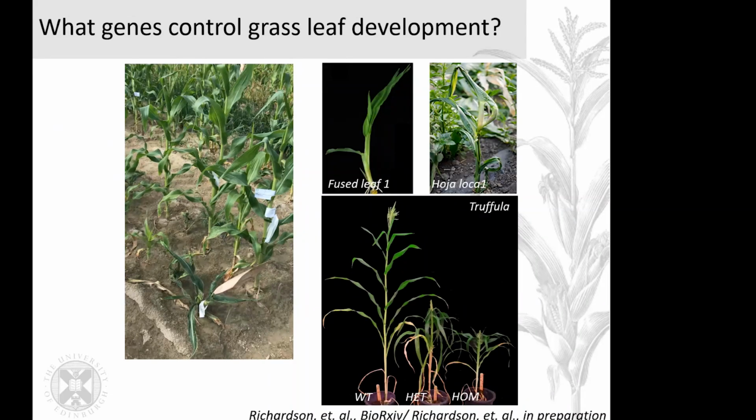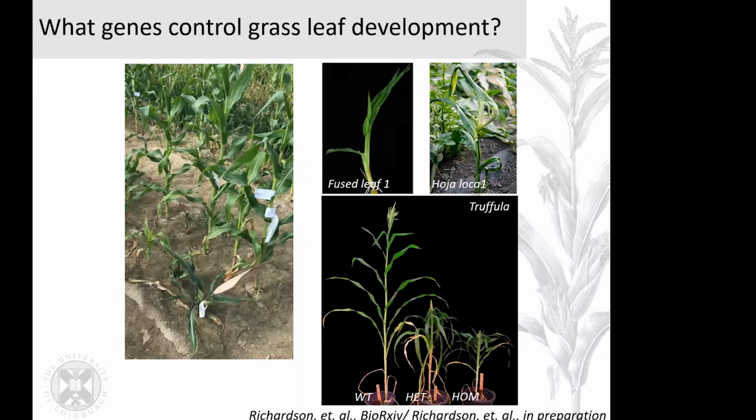And by looking for these mutants, we can find various defects, and then we try and characterize what the defect is, what stage is it affected at, and what's the gene that's controlling that process. So here are some examples that we're working on at the moment. So fuse leaf 1 is a mutant that fails to separate the leaves. So instead of having nice wrapping leaves, they all end up growing together and you cannot unwrap the leaf sheets.